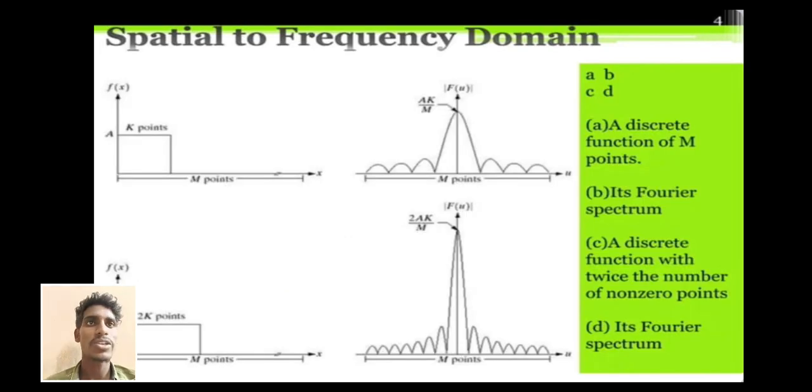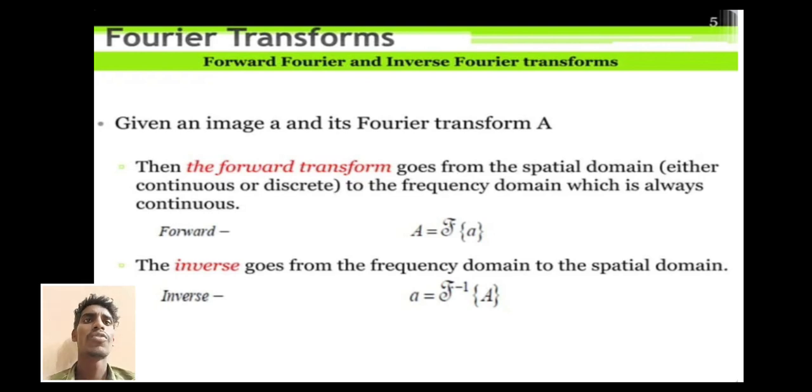Here there are the spatial to time to frequency domains. You can see the graphs, which are located with f of x, that is N points, and here A, B, C, D graphs are there. A is represented there. The first graph is a discrete function of N points, the second graph is its Fourier spectrum, the third is a discrete function with twice the number of non-zero points, and the fourth is its Fourier spectrum.